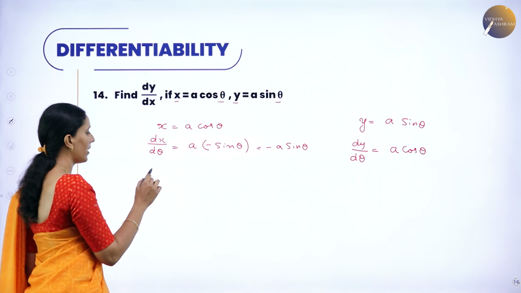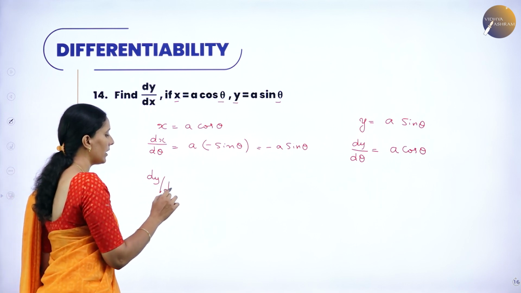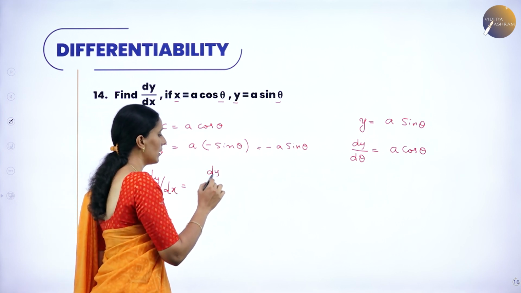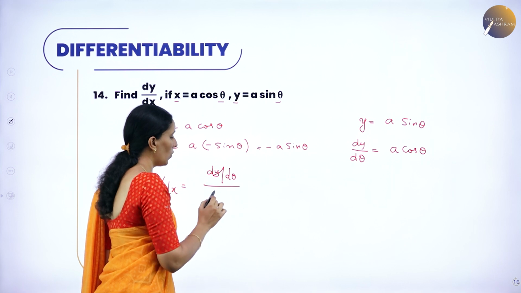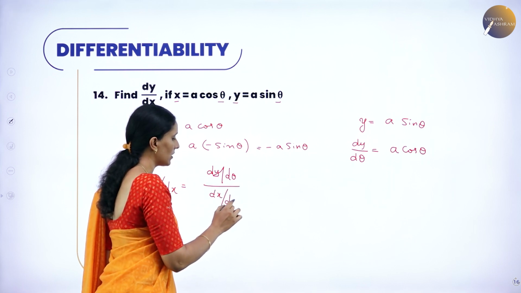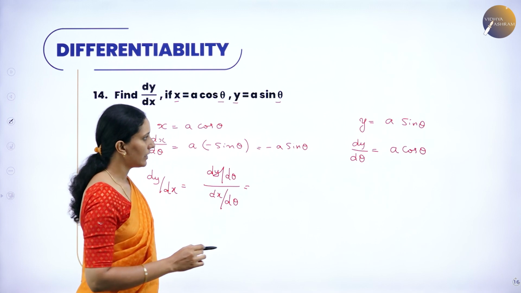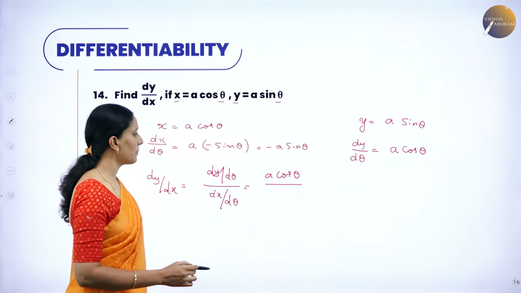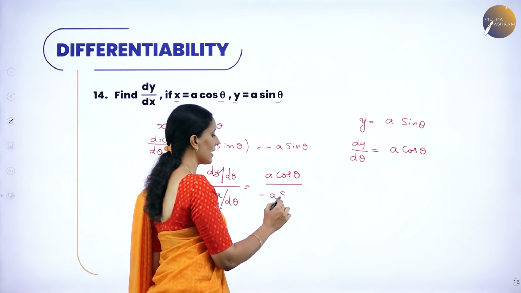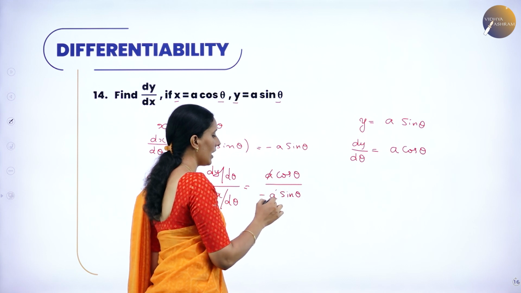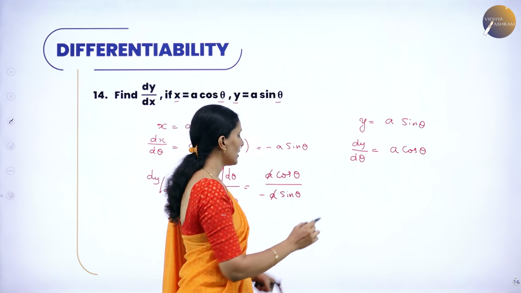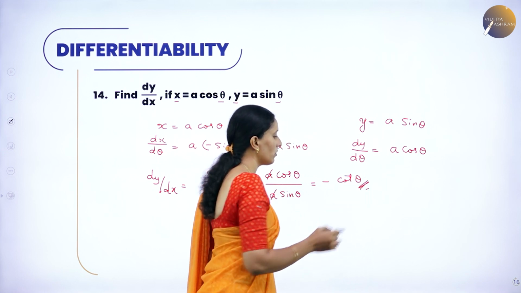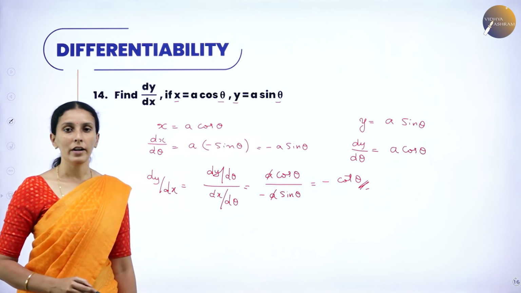So now let us find out dy by dx. So what is dy by dx? Dy by dx can be written as dy by d theta over dx by d theta. So what is dy by d theta there? It is a cos theta, and dx by d theta is minus a sin theta. So a gets cancelled. What is cos theta by sin theta? It is cot theta. We have minus there. So the derivative of the given function is minus cot theta.